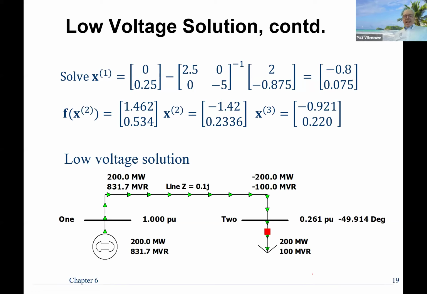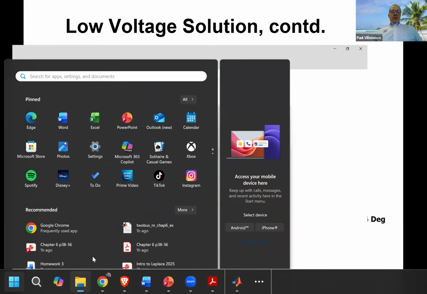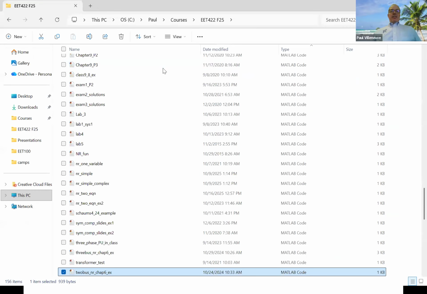In the next class, we'll add some slack bus, load bus, and gen bus and look at that. But really quickly, I wanted to show you for the homework. I think I posted it, but I get so many classes this semester.